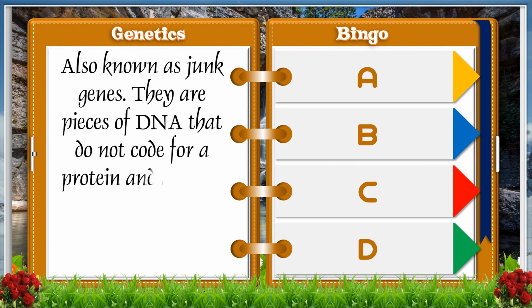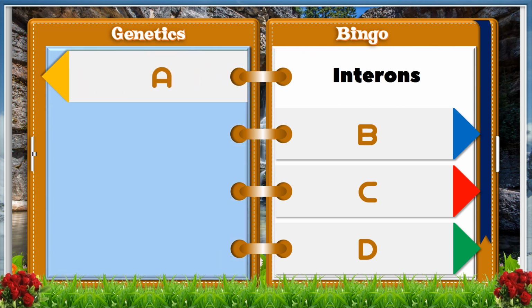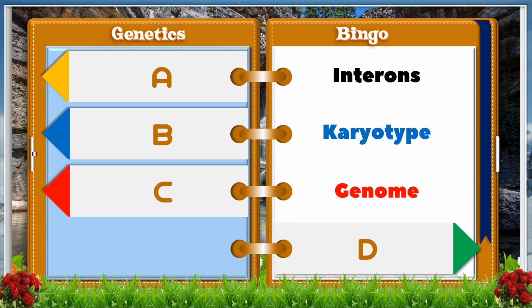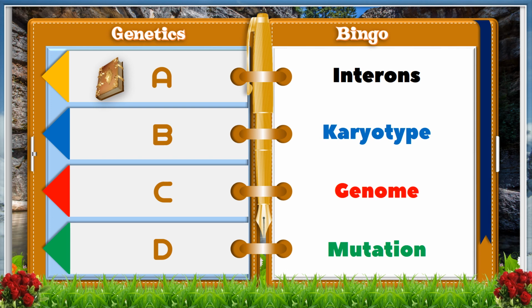Also known as junk genes. They are pieces of DNA that do not code for a protein and seem to have no function other than to separate genes. A. Introns. B. Karyotype. C. Genome. D. Mutation. And the answer is A. Introns.